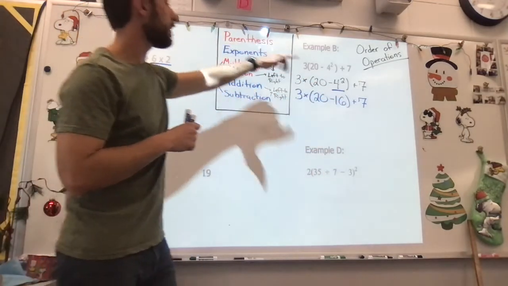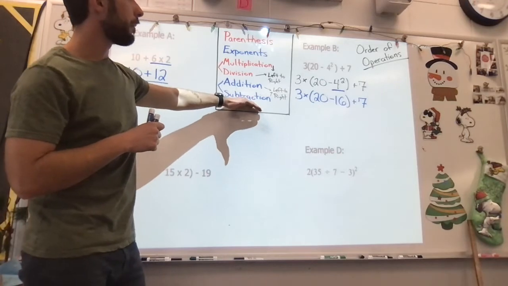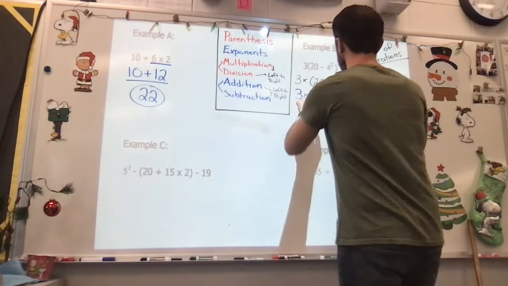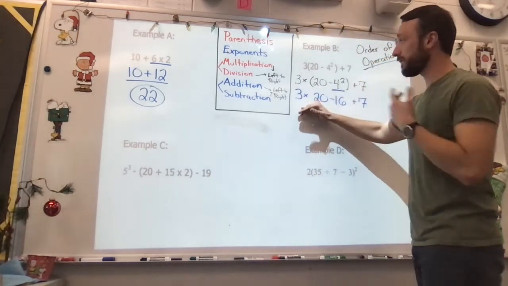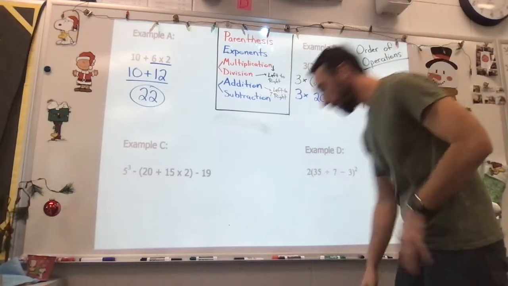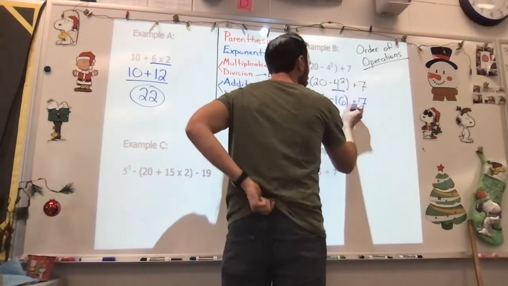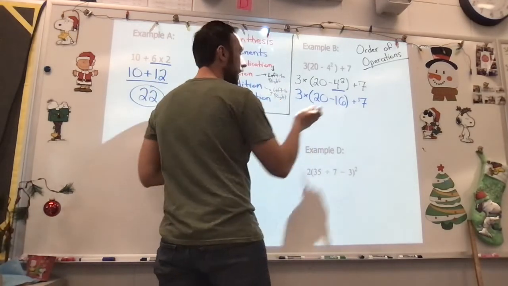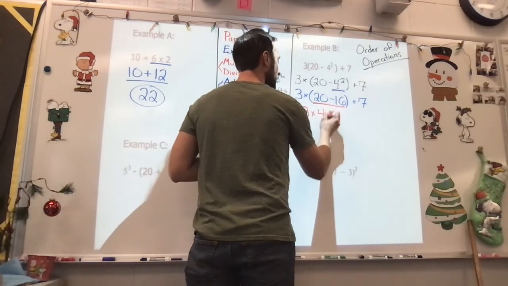So I need to do my parentheses first, which is subtraction. I know subtraction is way down here, but it doesn't matter because it's inside those parentheses. If I get rid of them for a second, if they were not there, I would do multiplication first because it comes first on my list. But I do have those parentheses there, so that means I need to solve what's inside of there first, and 20 minus 16 is 4. So I'm going to underline what I'm doing, and I'm going to write down the answer.